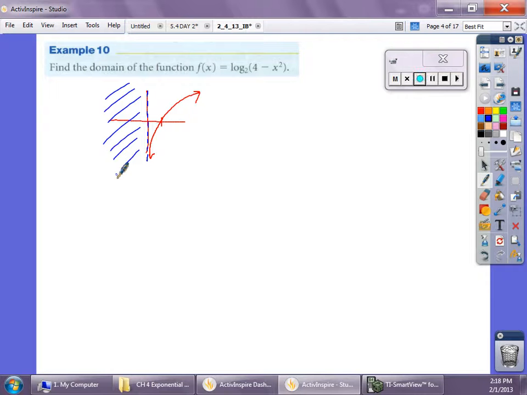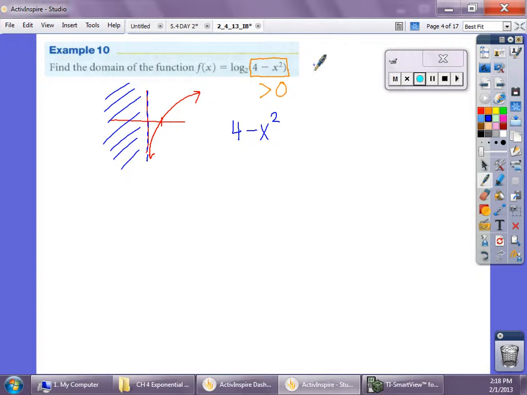So what does that tell us? It says that the log can't take anything inside of here that's 0, and you can't take the log of negative values. So really, you're trying to find when the inside of the log is greater than 0. Easiest way to do that, take the inside. And we do the same thing for even roots.